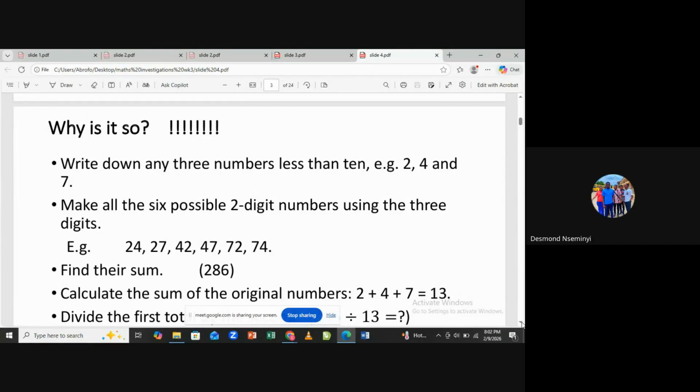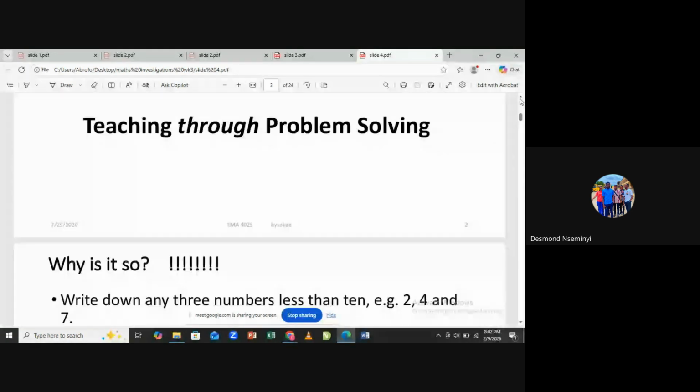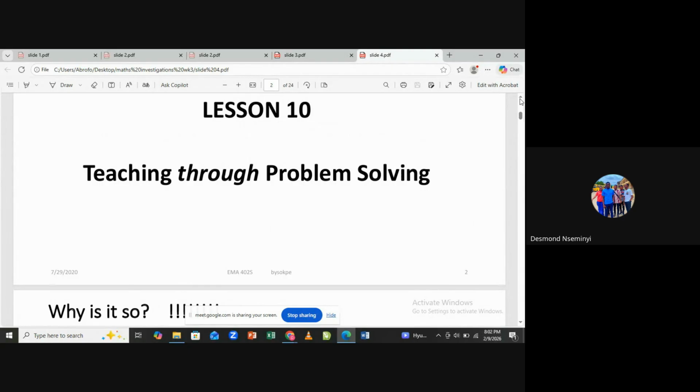Sir, I have a question. My question is that for now we have studied teaching for problem solving and teaching about problem solving. I want a clarification here. As a teacher, does it mean it is a no-go area for you to employ the strategy of teaching for problem solving?